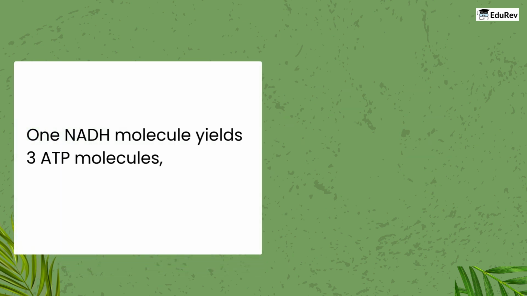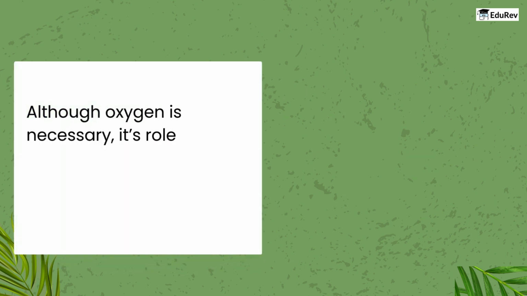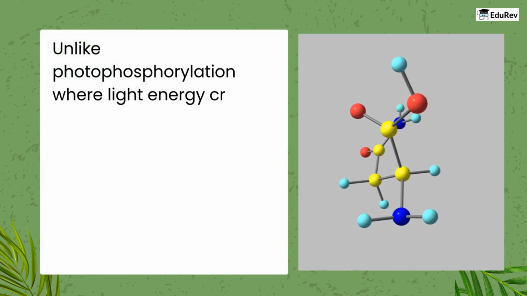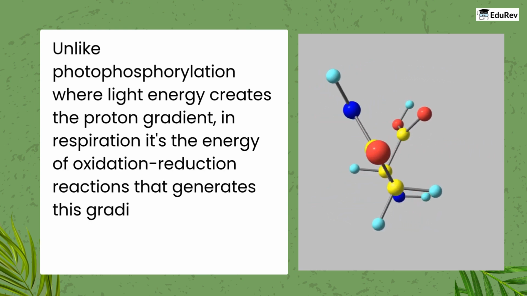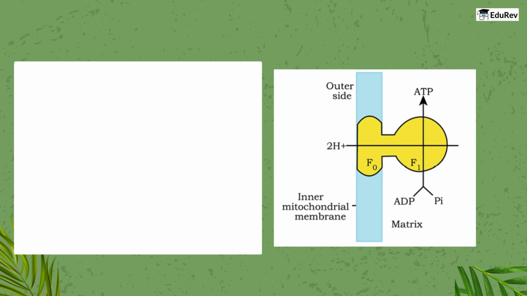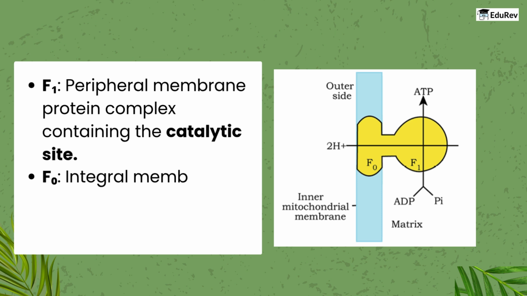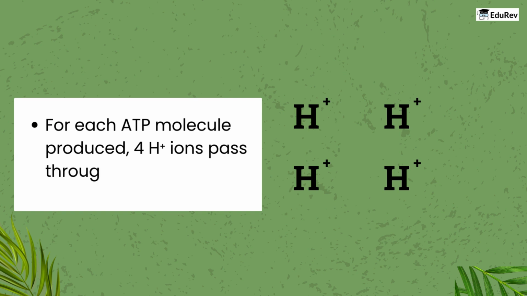1 NADH yields 3 ATP, and 1 FADH2 yields 2 ATP. Although oxygen is essential, its role is specific. It acts as the final electron acceptor, forming water. Unlike photophosphorylation, where light creates the proton gradient, here it's the oxidation-reduction reactions, hence the name oxidative phosphorylation. ATP synthase consists of F1, which is the catalytic unit, and F0, which is the proton channel. For each ATP synthesized, 4 hydrogen ions pass through F0 back into the matrix.